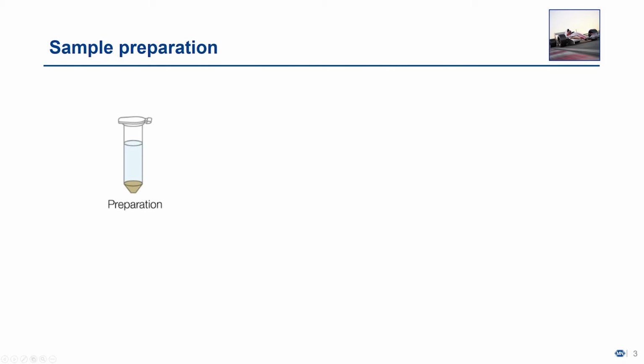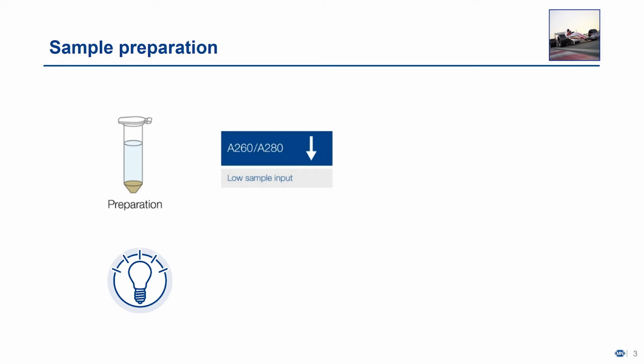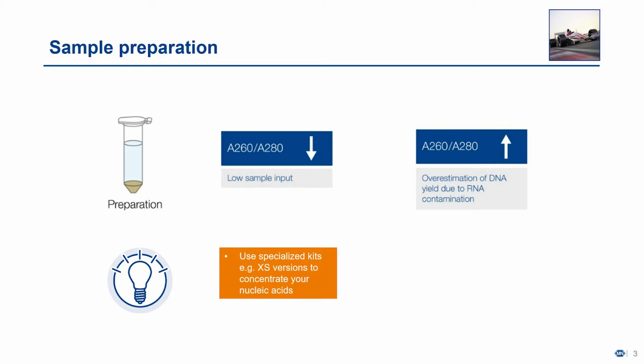During the first step of nucleic acid purification, the sample preparation, it's possible that you may have a low sample input to start with, or you may already have degraded RNA or DNA in your sample. A low sample input will also show low values for the A260/280. A possible solution to this issue is to use a specialized kit, such as an XS version, that will help concentrate your nucleic acid. Degraded RNA will also increase your A260/280 ratio when isolating DNA. If there is still RNA present, you may want to check your sample quality and current storage conditions.